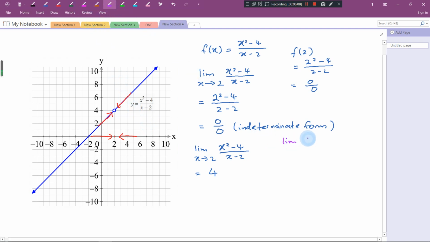Limit of this function as x approaches 2. We know that this is the part that's causing problem, because if we plug in 2 over here, we get a 0. We know that if we have a fraction, the denominator cannot be 0, right? So we try to do something to get rid of this x minus 2.